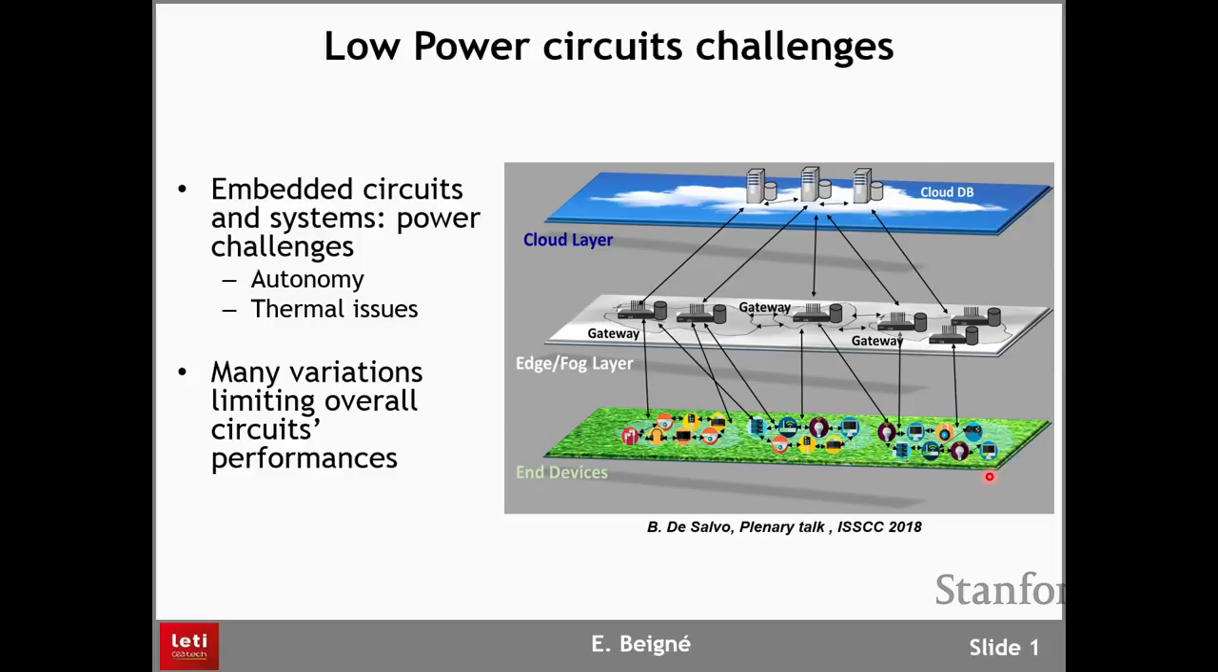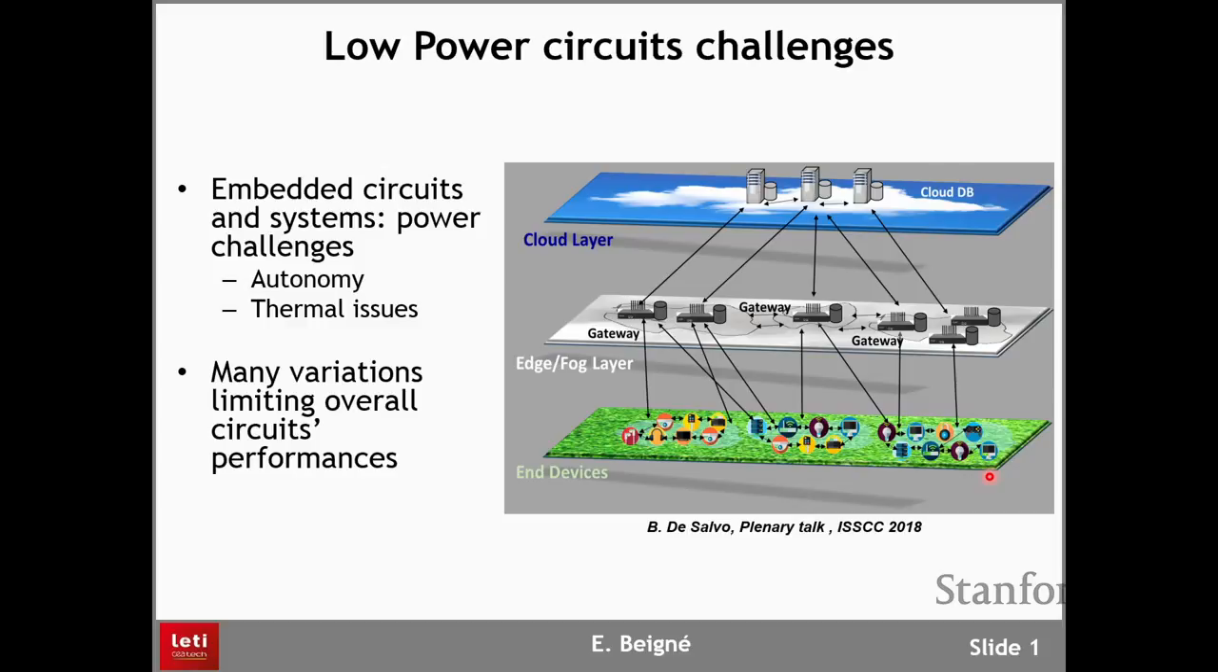If you look at this stack here, we have been able through the years to address different architectures for the cloud, which is more multi-cores, multi-CPUs, then edge, fog. Here we'll start to have some power challenges, and then end devices. With end devices, we know that we have a lot of power challenges. Why? Because we want to have autonomy. In any case, in this stack, we have some thermal issues, and all this is limiting a lot the performances of the circuit. So not only the power, but also we have a lot of variations at each layer here, limiting the overall circuit performances.